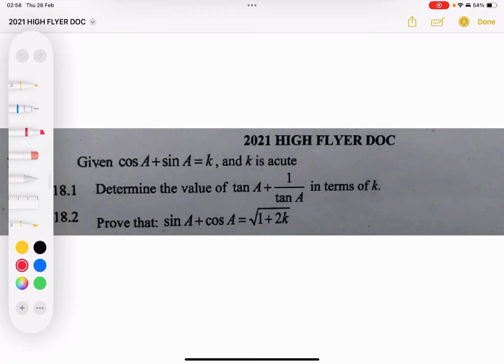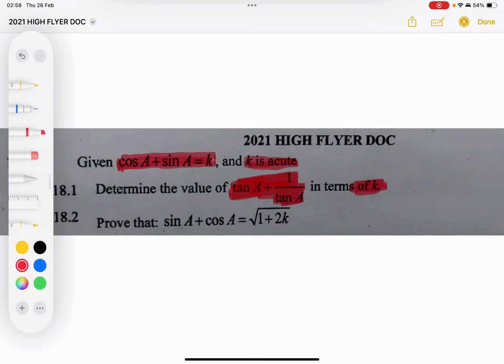Ladies and gentlemen, in this question we are given that cos A plus sine A equals K. That is what we are given. And we are told that A is an acute angle. On question 8.1, we are asked to determine the value of tan A plus 1 over tan A in terms of K. So we need to write tan A plus 1 over tan A in terms of K. That is the first question.